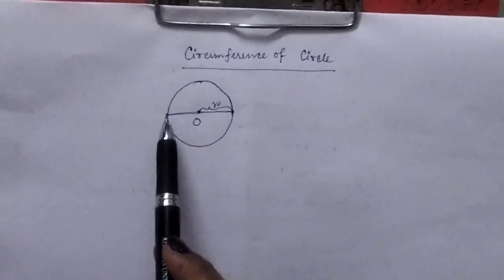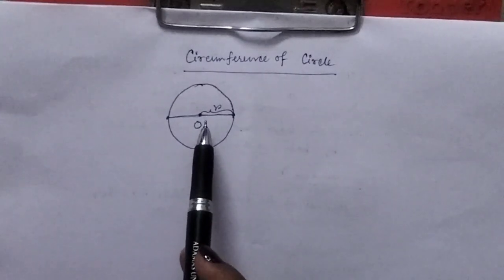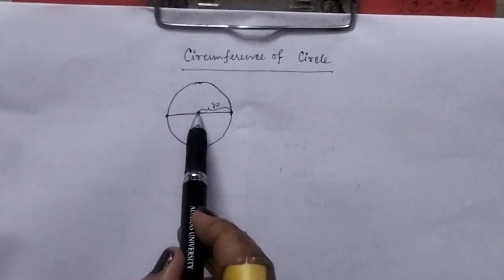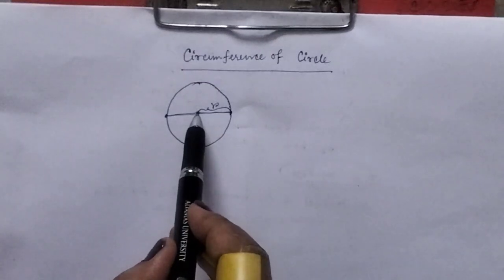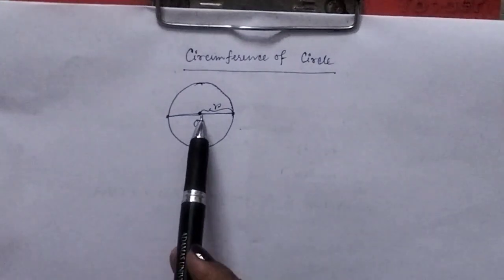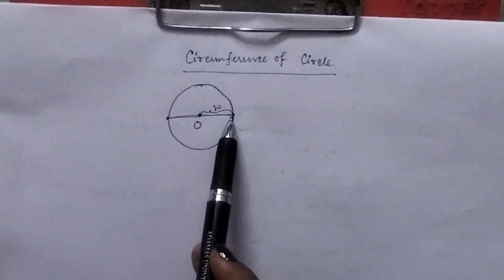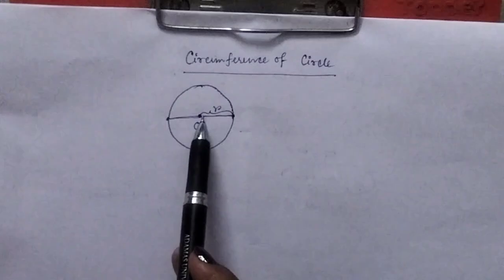Now there are innumerable number of points on the circumference, and all those points are equidistant from a fixed point, the only fixed point inside the circle, which is called the center of it. And the distance of this center from any point, any arbitrary point lying on the circumference, is called the radius of the circle.